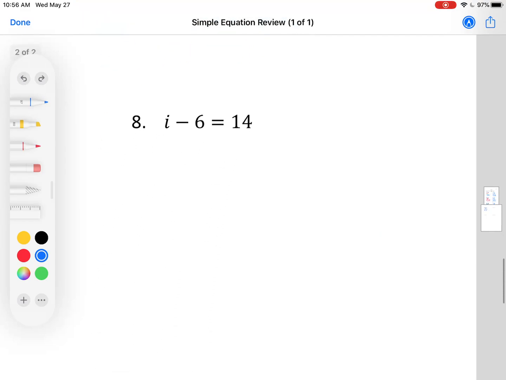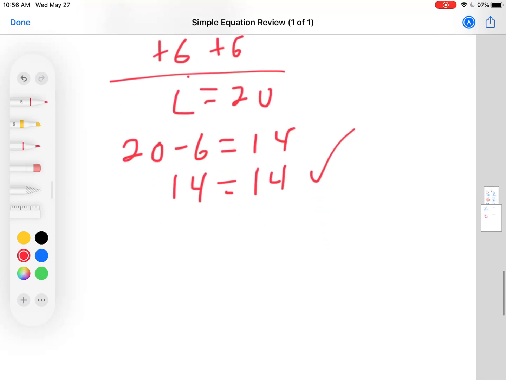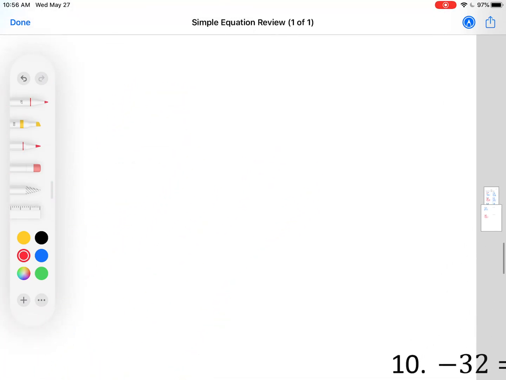Moving on. Hey, look. This time the left side has 2 things. We have I and we have minus 6. The 14 is a number, so we have to get rid of the minus 6. What gets rid of a minus 6? Plus 6, plus 6. I equals 20. Check step. 20 minus 6 equals 14. 14 equals 14. Yay. Moving on.